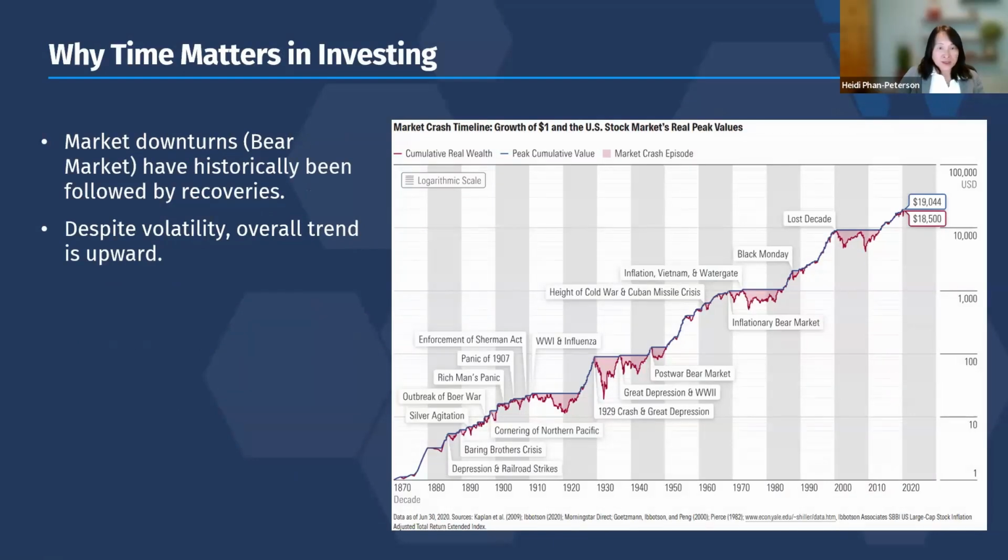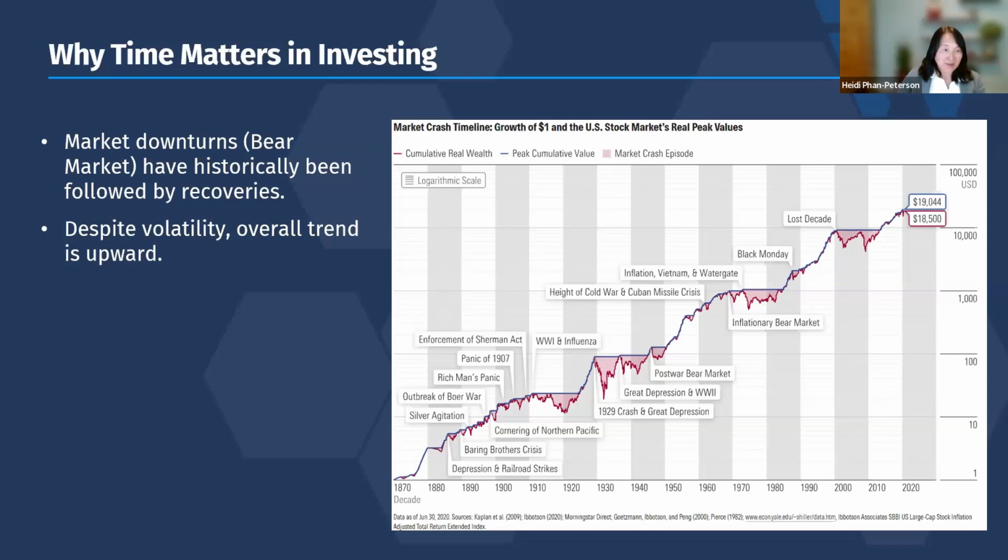Okay, next we're going to talk about why time matters in investment. So your time horizon is the amount of time you need or you plan to hold an investment before you need to access the money. This slide helps to illustrate the importance of time when it comes to investing.